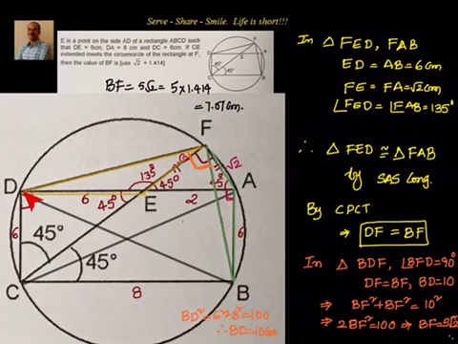But we also know BD is diagonal and angle BFD equal to 90 degrees, as angle in semicircle is right angle. Now once we know BF equal to DF and angle BFD is 90 degrees, hypotenuse we know is equal to 10. So BF and DF are equal to 5 root 2. 5 root 2 square plus 5 root 2 square equal to 10 square, which is equal to BD square. So BF equal to 5 root 2.